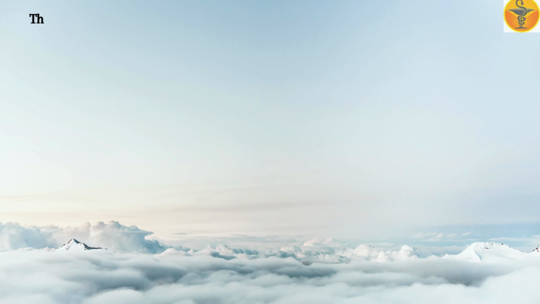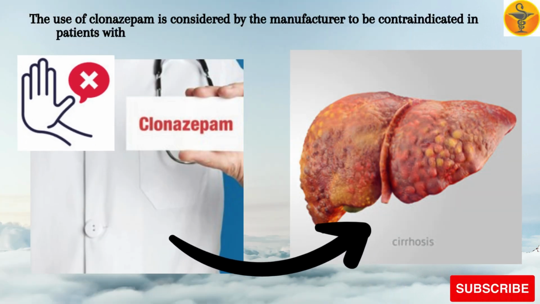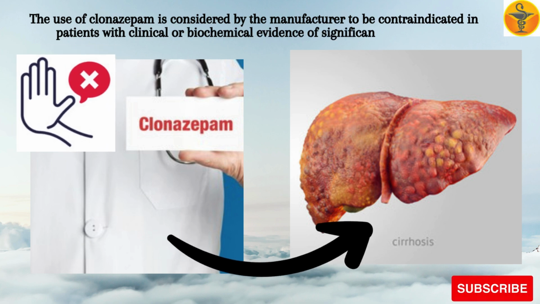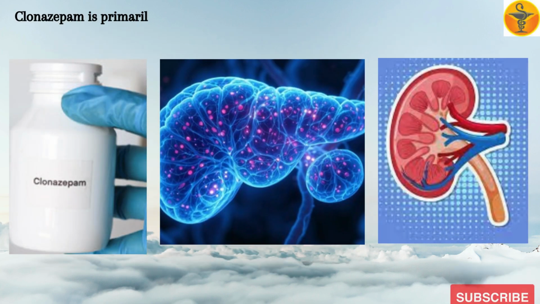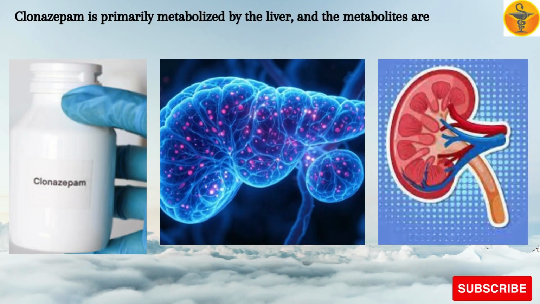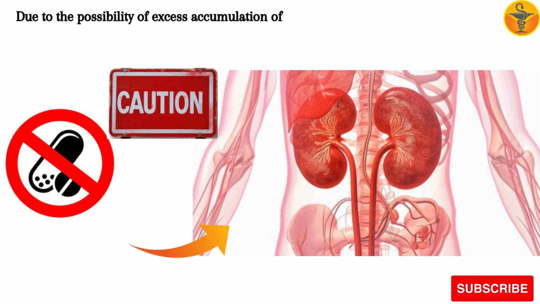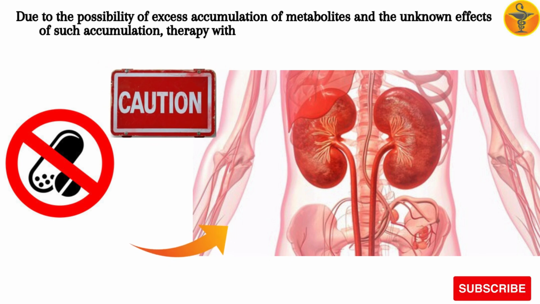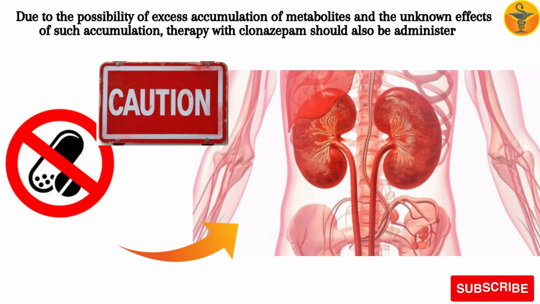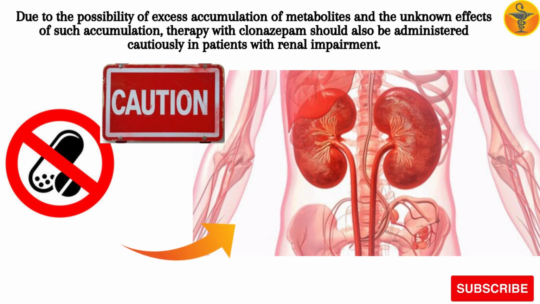Renal/liver disease. The use of clonazepam is considered by the manufacturer to be contraindicated in patients with clinical or biochemical evidence of significant liver disease. Clonazepam is primarily metabolized by the liver, and the metabolites are eliminated by the kidney, due to the possibility of excess accumulation of metabolites and the unknown effects of such accumulation. Therapy with clonazepam should also be administered cautiously in patients with renal impairment.